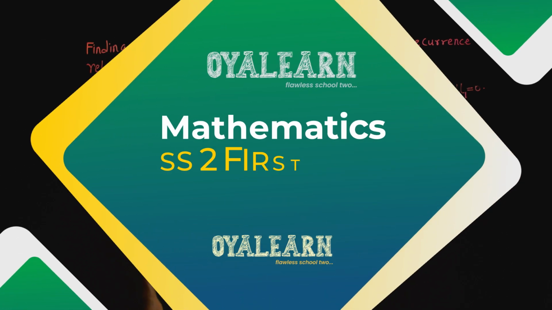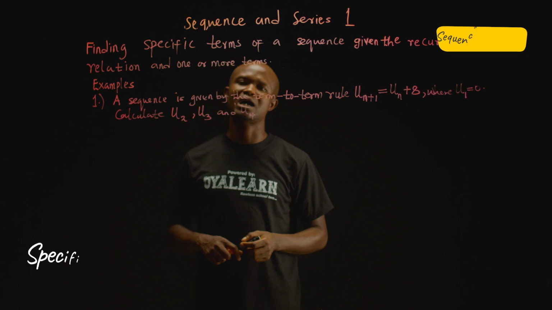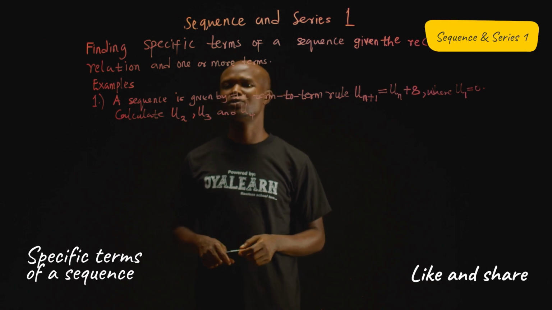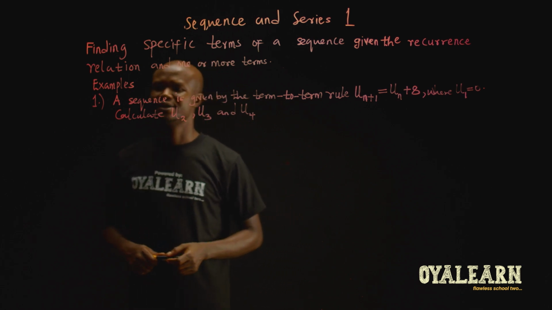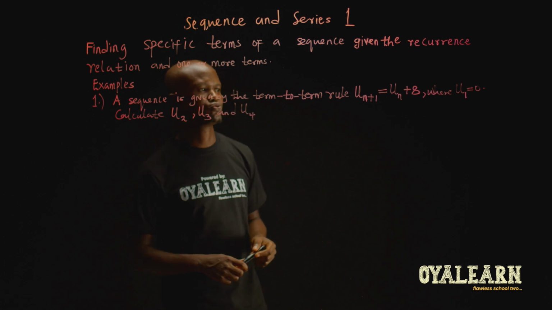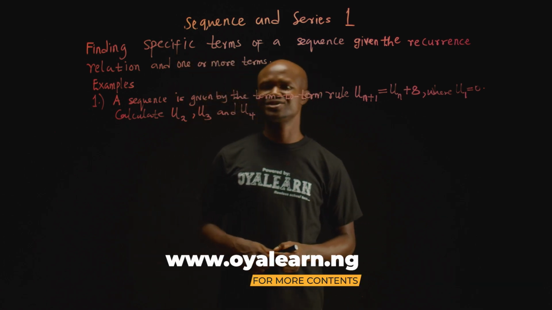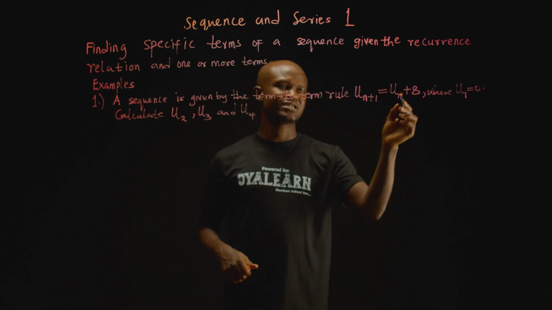Finding specific terms of a sequence given the recurrence relation and one or more terms. Examples. A sequence is given by the term-to-term rule U subscript n plus 1 equals U subscript n plus 8.